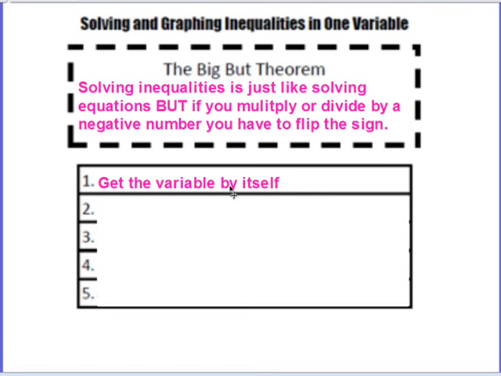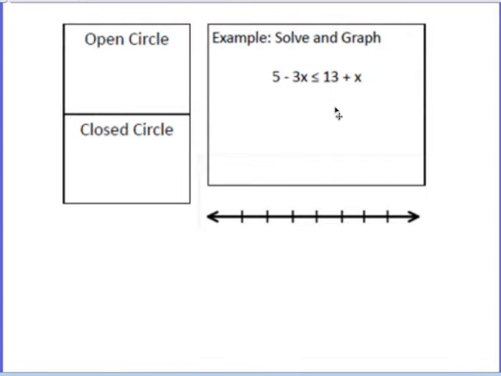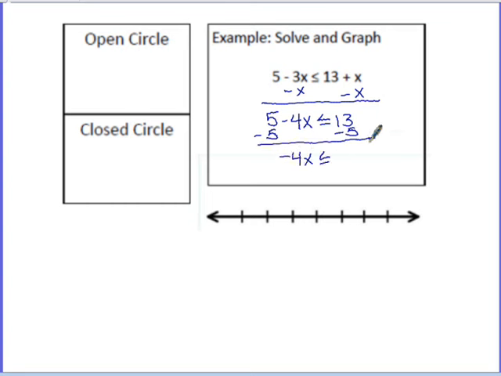First thing we have to do is get the variable by itself, and you have this example right here: 5 minus 3x is less than or equal to 13 plus x. We're going to use our same rules that we did for solving equations. I'm going to go ahead and move this x to the other side, so I have all the x's on the same side. So now I have 5 minus 4x is less than or equal to 13. Then I'm going to subtract 5 from both sides. So now I have negative 4x is less than or equal to 13 minus 5, which is 8. Last step is going to be to divide by negative 4.